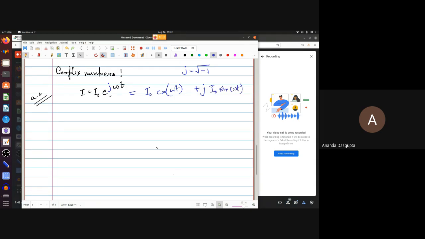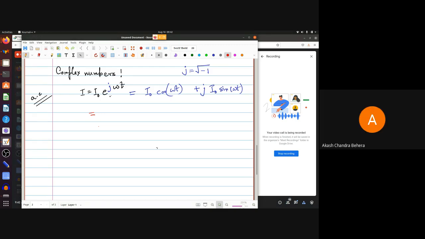Actually, this may not be right. Can anybody tell me why? Even this statement that I've written down on the board right now may not be correct. Or at least this may not be correct in the sense that this may not give you the correct real and imaginary parts. This is mathematically correct, but if you want to look at the real part, then that may not be I0 cos omega t. Can anybody tell me why?